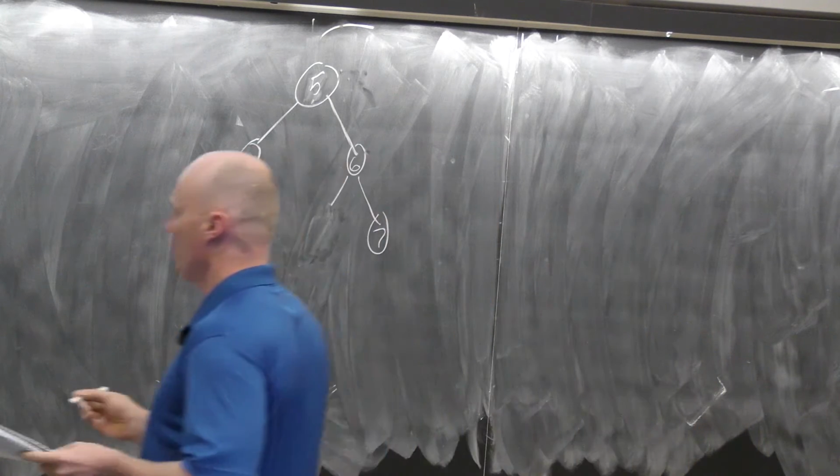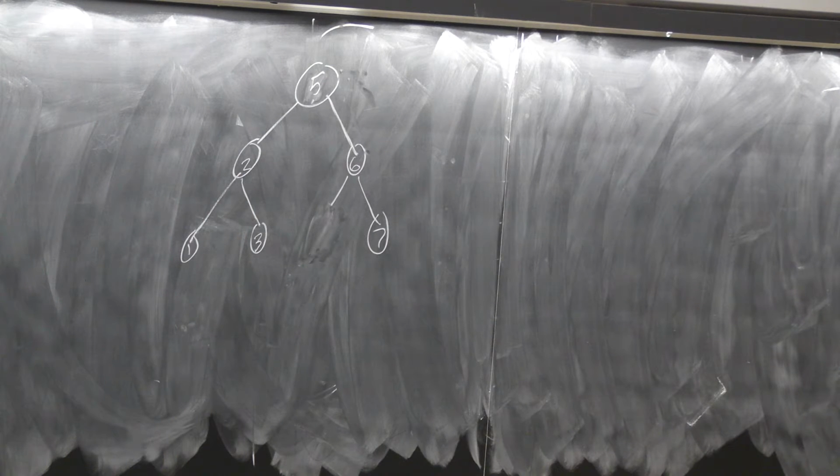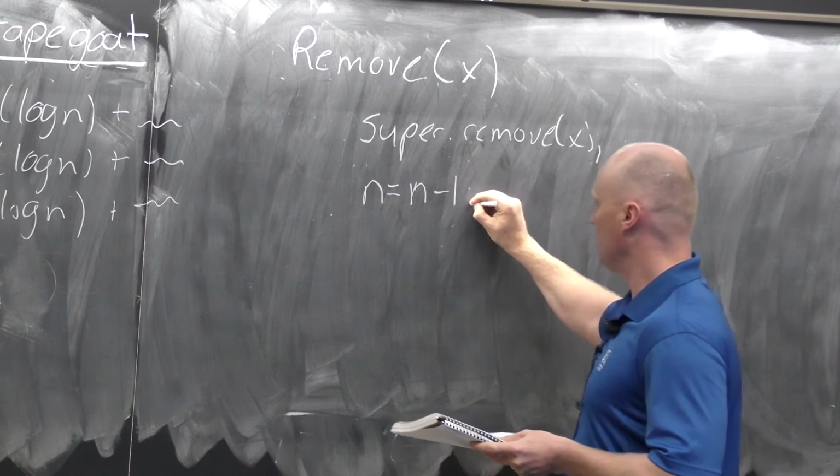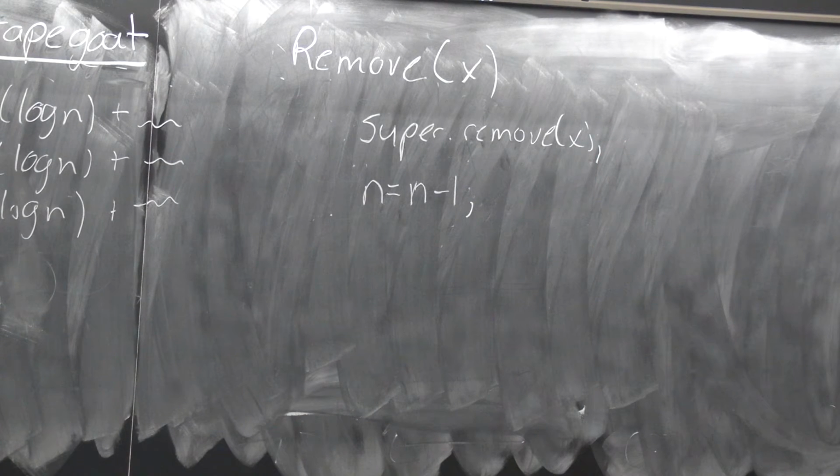So the next thing that we want to do is decrement n, because we now have less nodes. You guys do your code in Java, or? Yeah? Okay. So this is sort of pseudo Java.